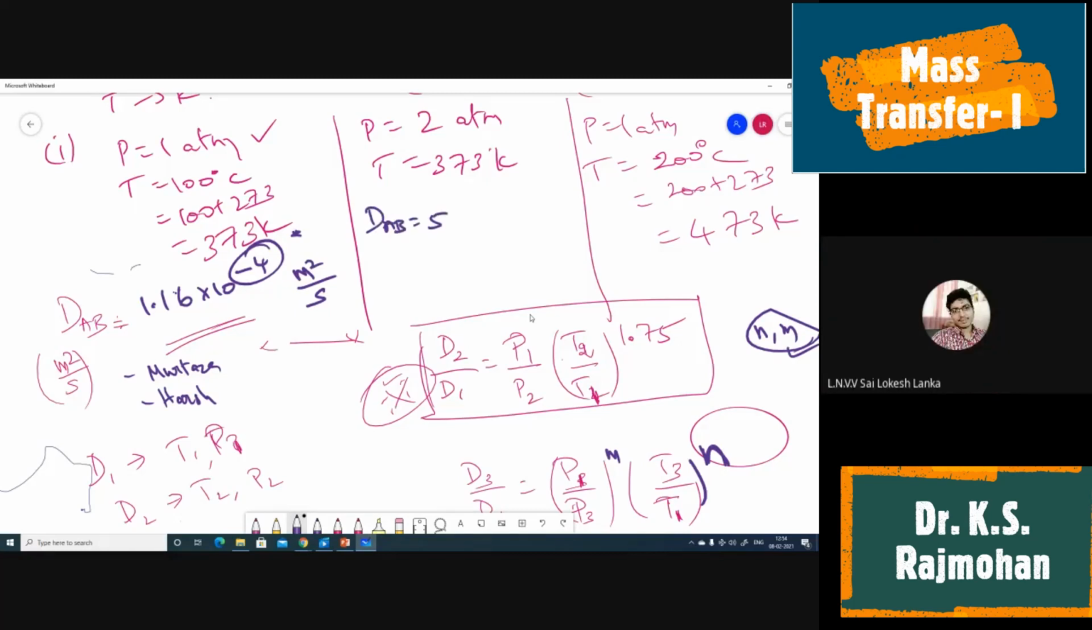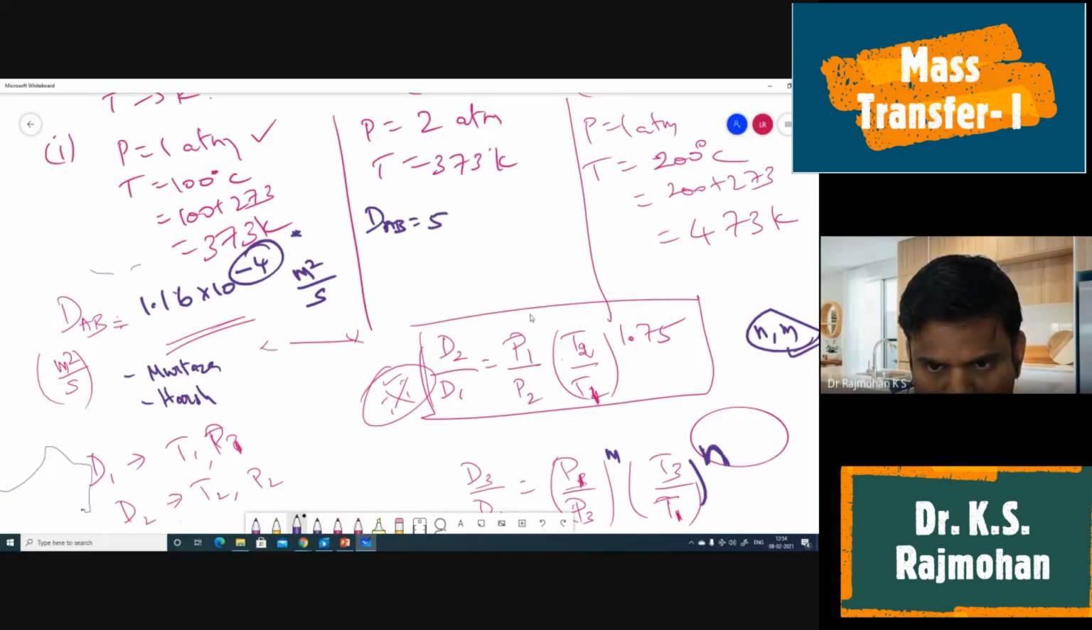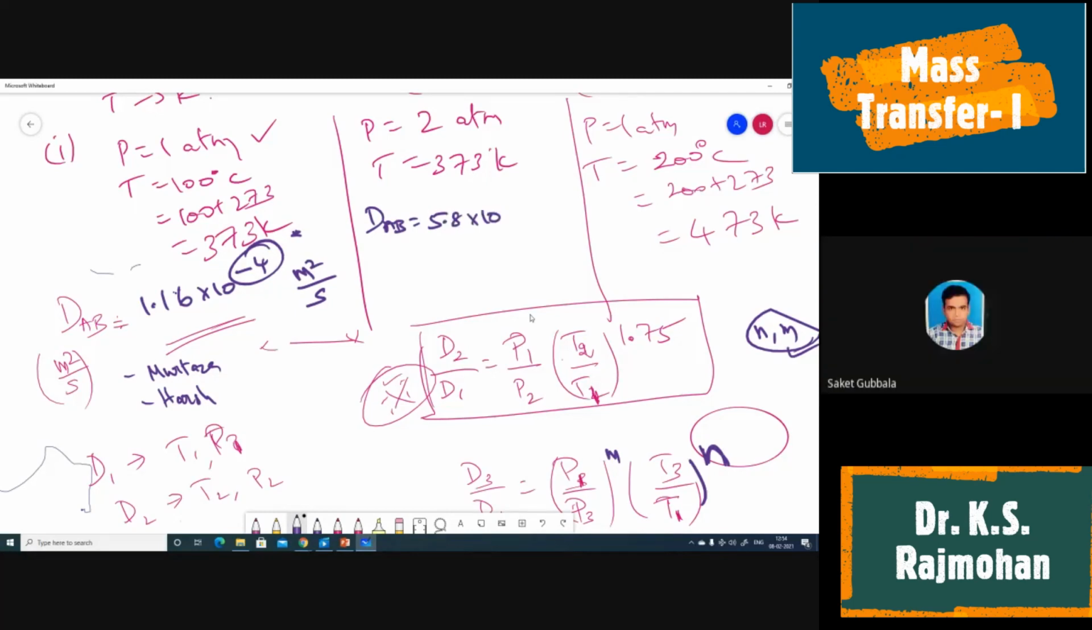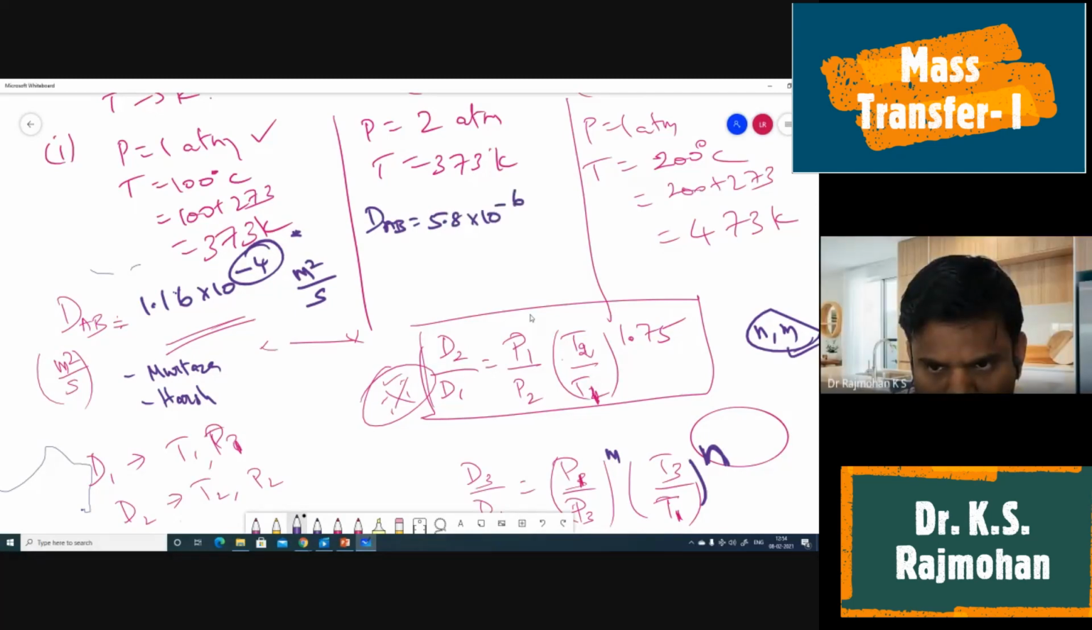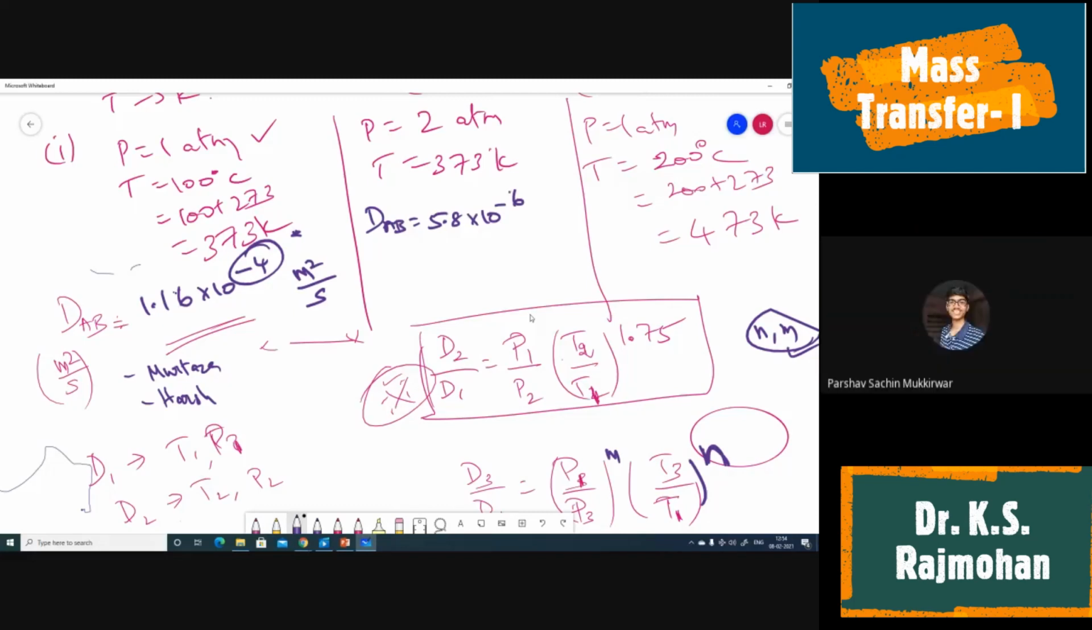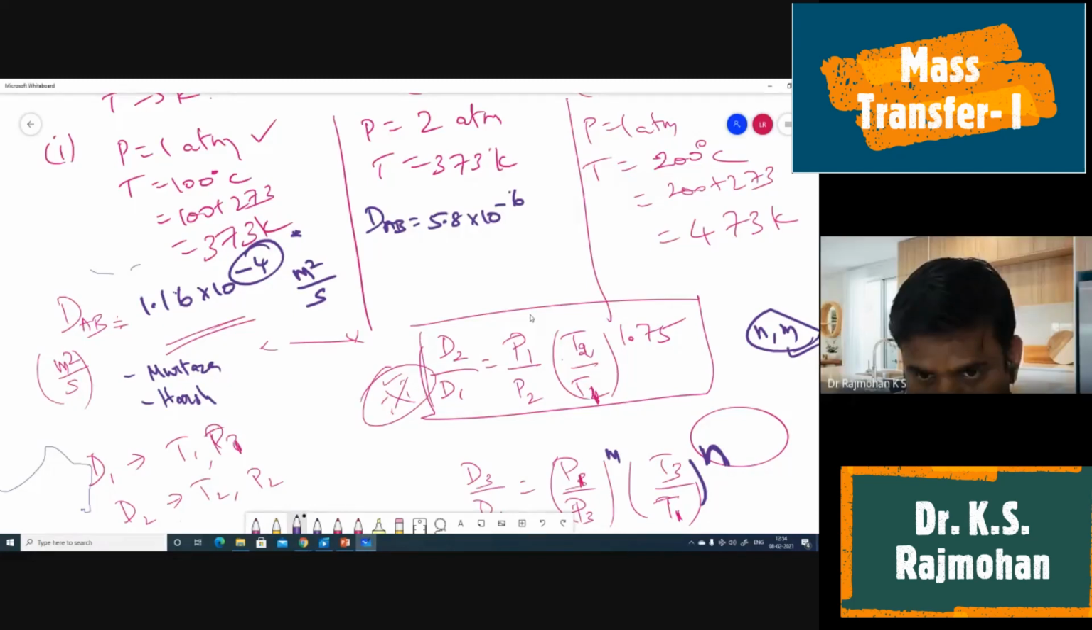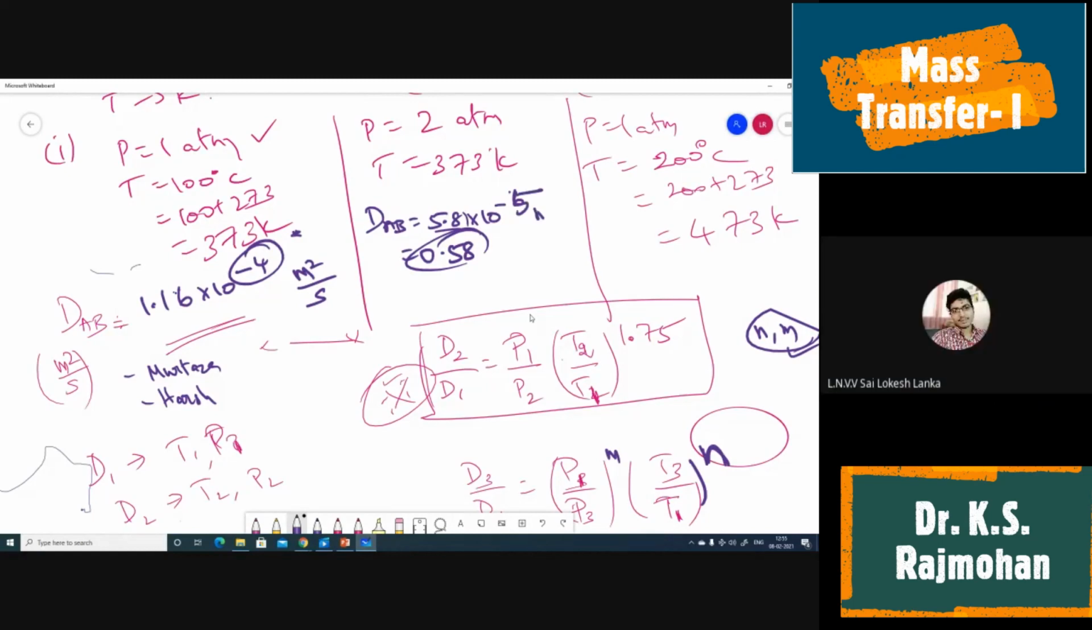5.8 into 10 power minus 6. Yes, sir, I got 10 power minus 6. 5 or 6? So 10 to the power minus 5, sir. Because when you write 0.58, you will have a different value, and when you say 5.8, you will have a different one. Take care of that. So it is 5.8 into 10 to the power minus 5 meter square per second.